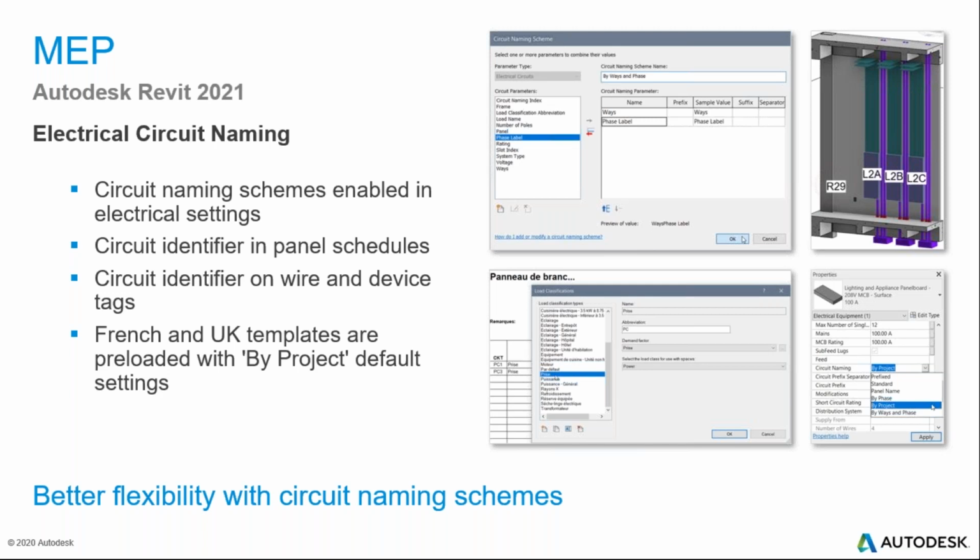The first being around electrical circuit naming. So in electrical settings, we've added a new node called circuit naming. The circuit naming schemes created here show up as options in the circuit naming parameter list on each panel. You can select a scheme for the project that is used for all panels that have their circuit naming values set to by project setting. In order to make Revit more adaptable to a global market, we are providing a flexible method to define circuit naming schemes.